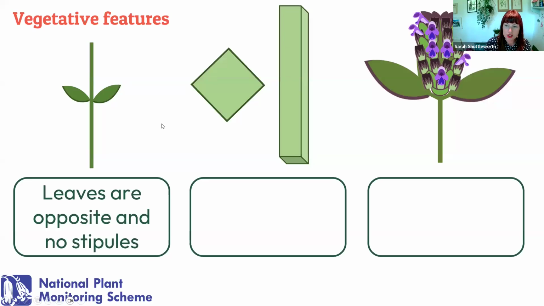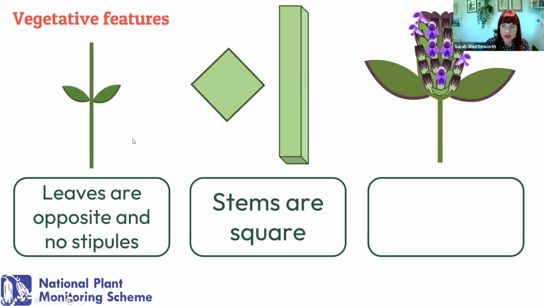Then there are vegetative features that can be used for this family as well. One of the key things is that the leaves are always opposite each other. They're not alternate, so they're always mirror image on the stem. And we don't have any stipules in this family, so there are no extra little leafy bits to look out for. The stems are always square. Now, obviously the variation in how square they are can vary, maybe whether you just have raised lines versus real straight edges. But that's a really useful one.